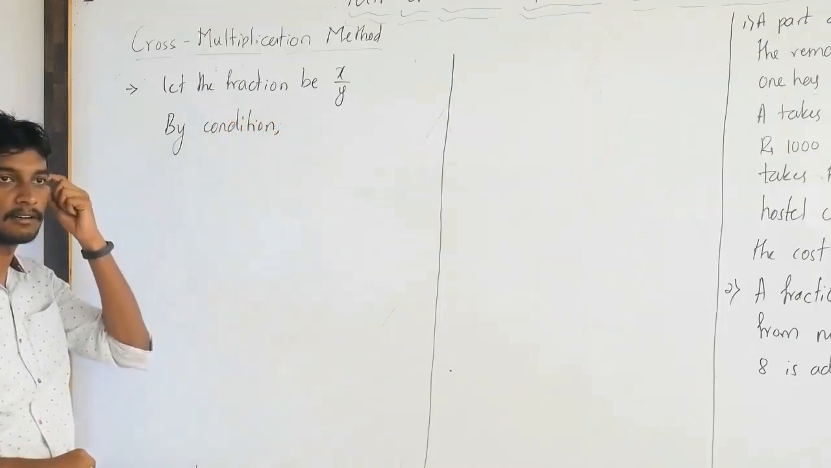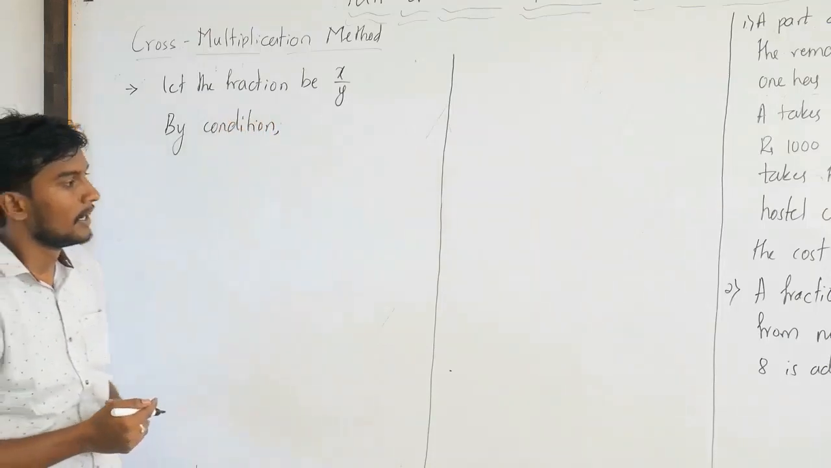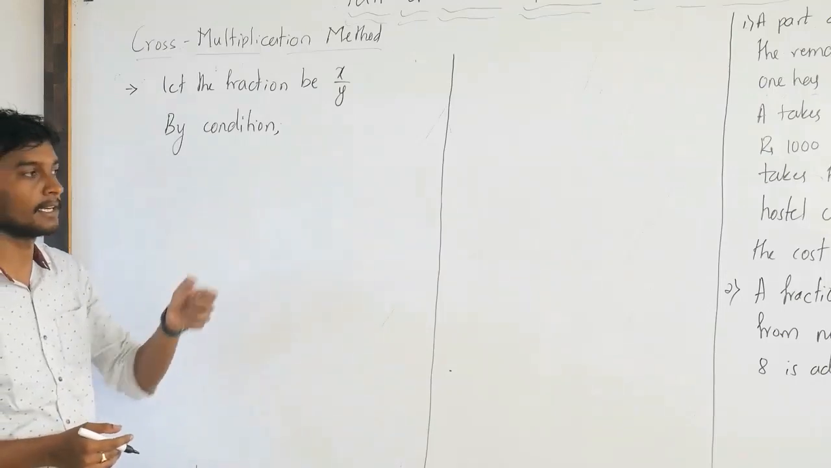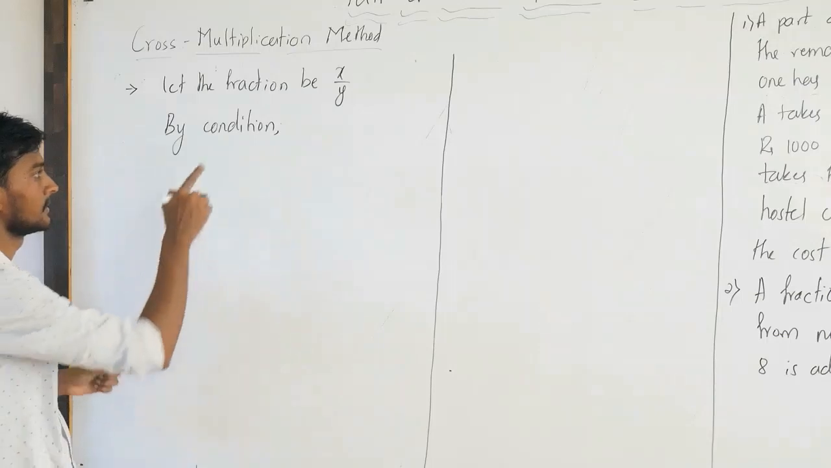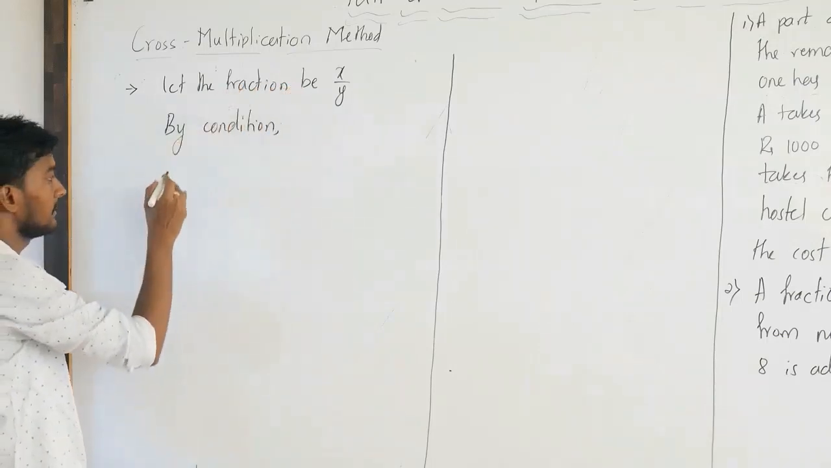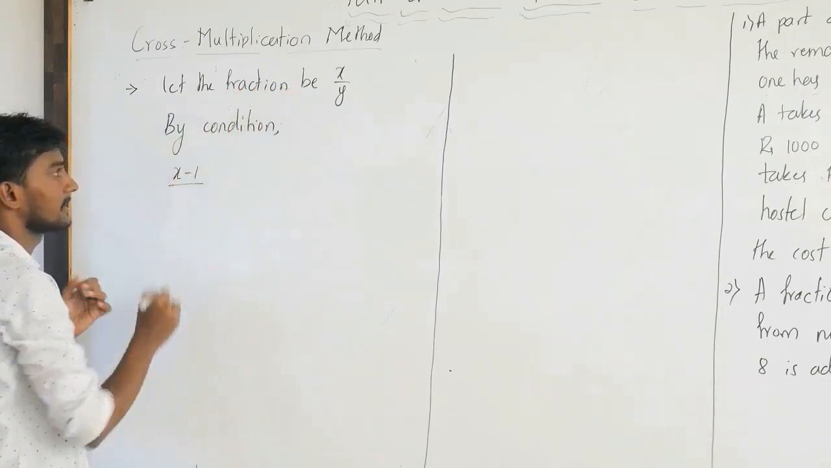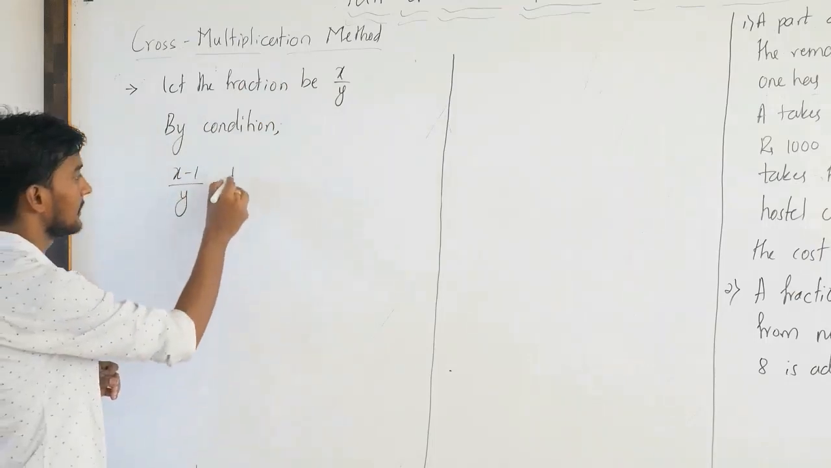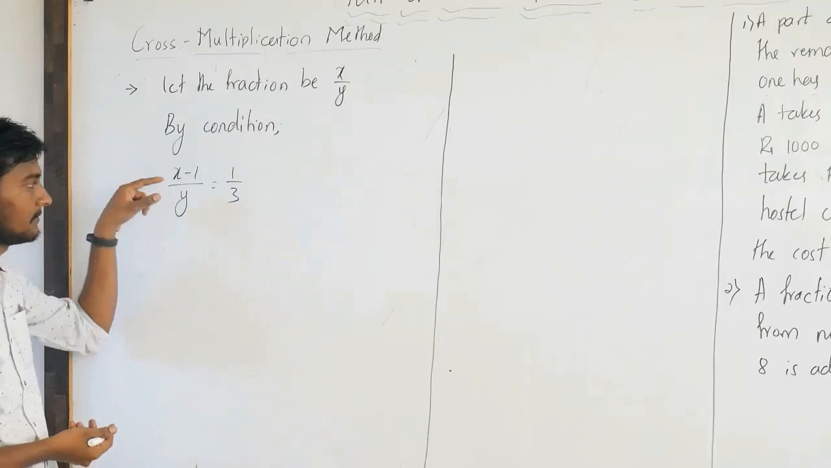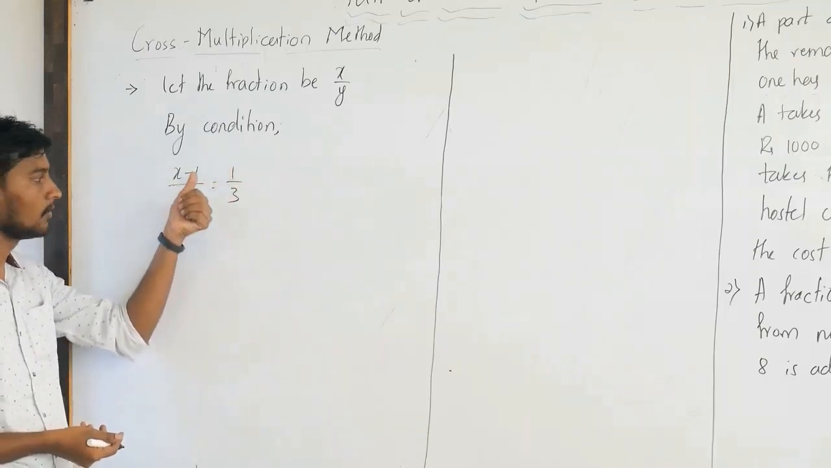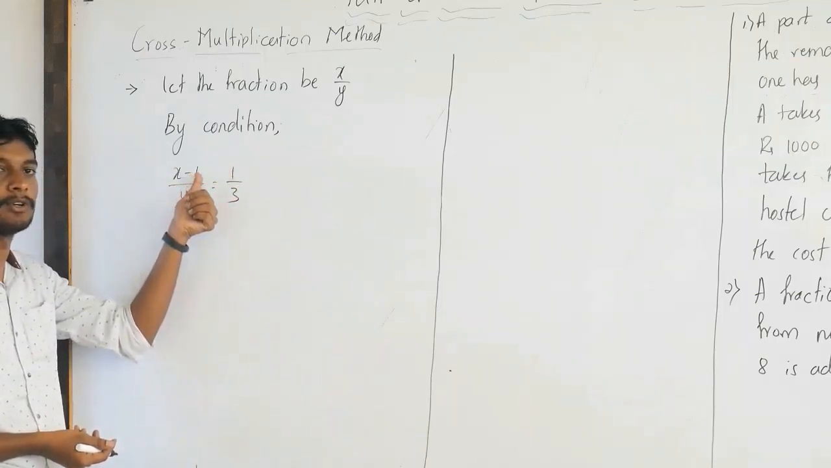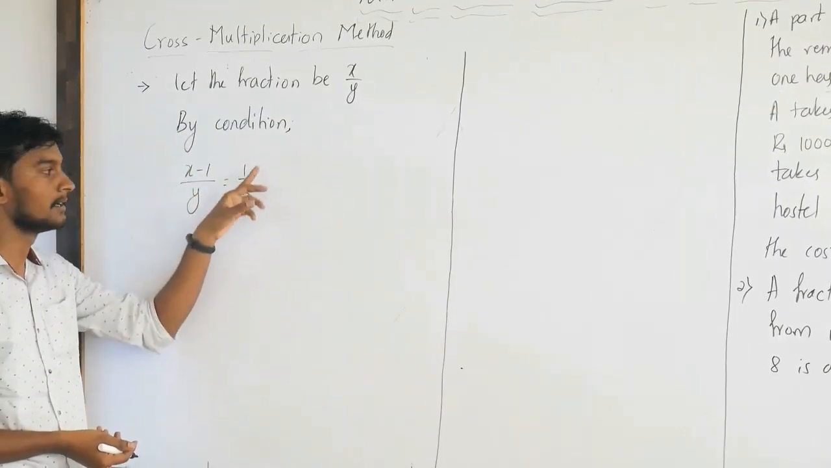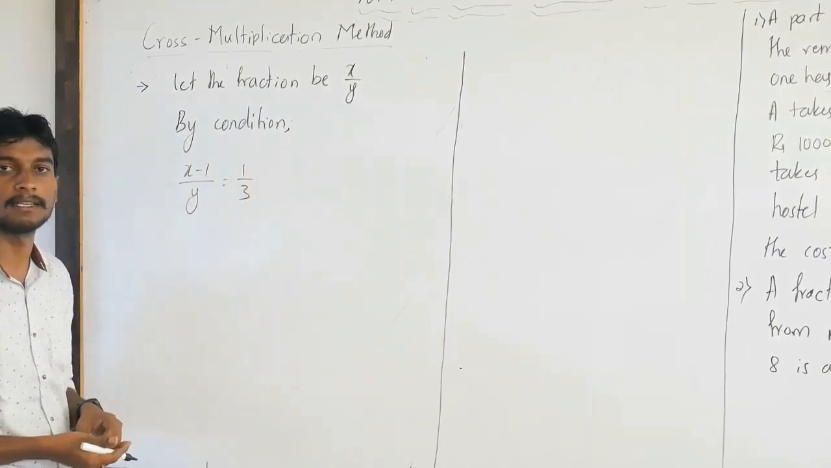What is the condition they have given for you? A fraction becomes 1 by 3 when 1 is subtracted from the numerator. So 1 subtracted from the numerator means x minus 1 divided by y, and it becomes 1 divided by 3. In the numerator x is there; if you subtract 1, you will get 1 divided by 3.